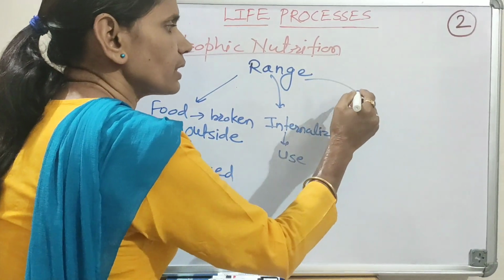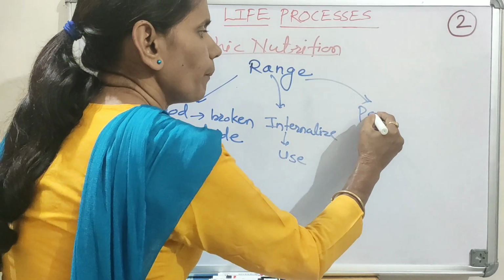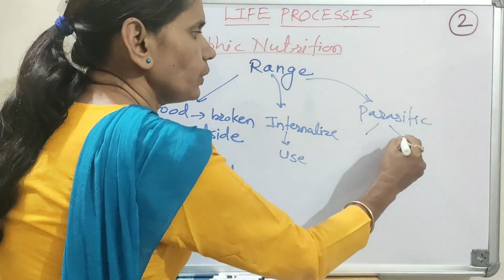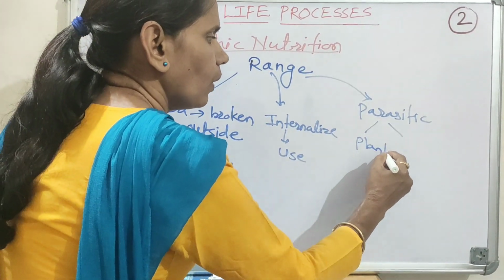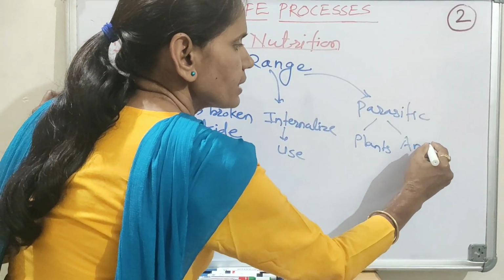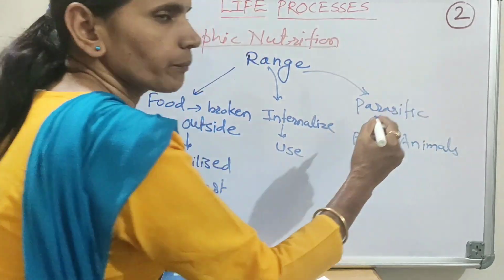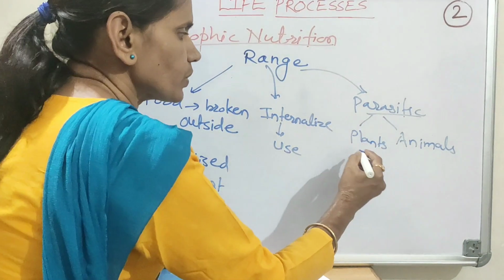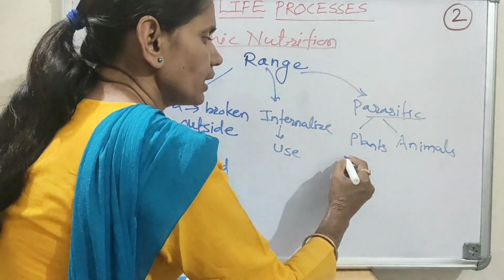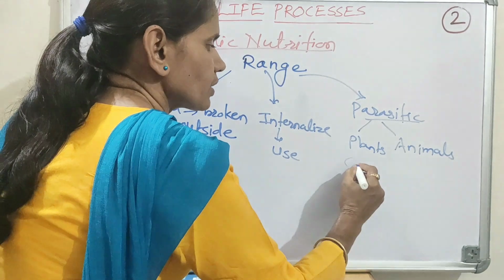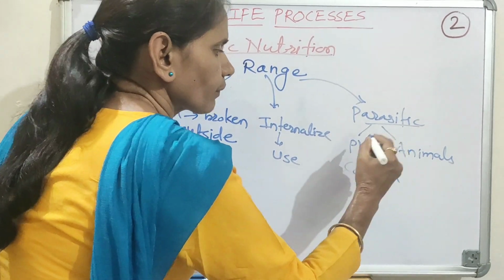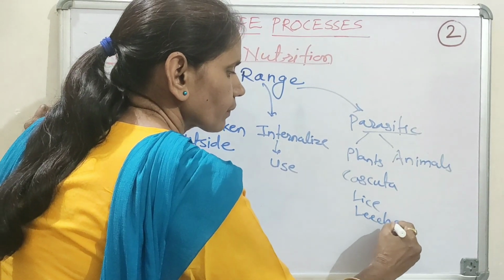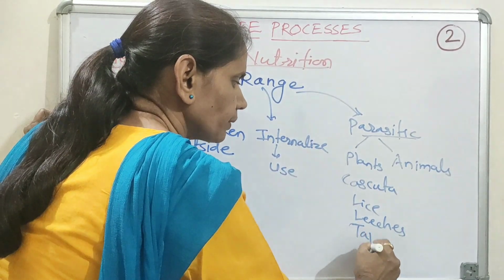Now in certain cases, the organisms show parasitic nutrition. In that case, they use either plants or animals as their food without killing them. Such parasitic nutrition is observed in examples such as Cuscuta, lice, leeches as well as tapeworm.